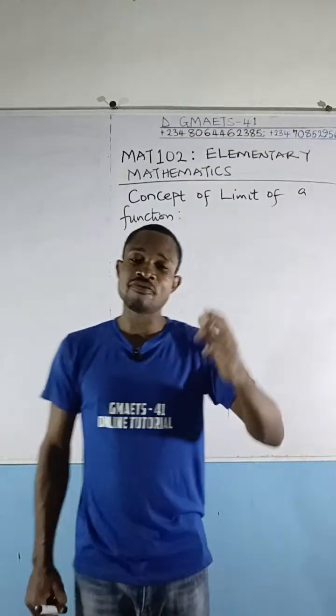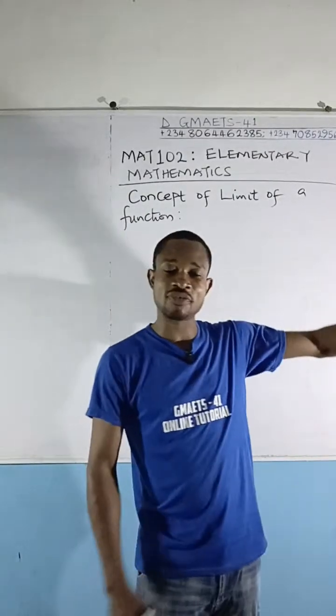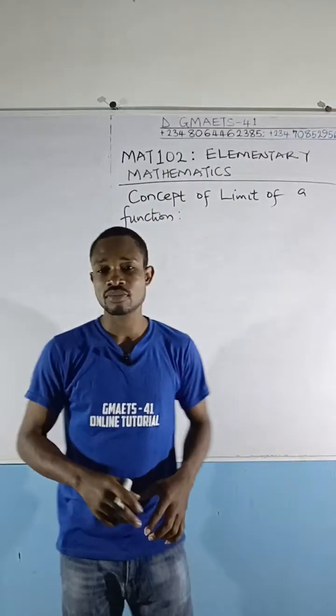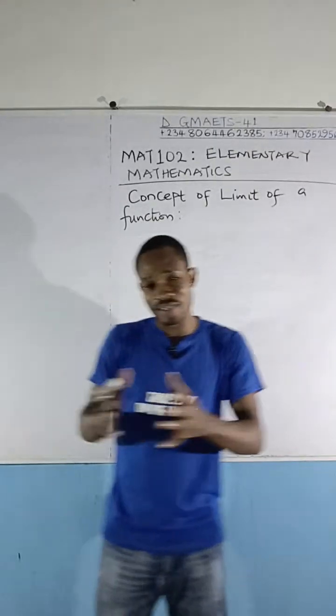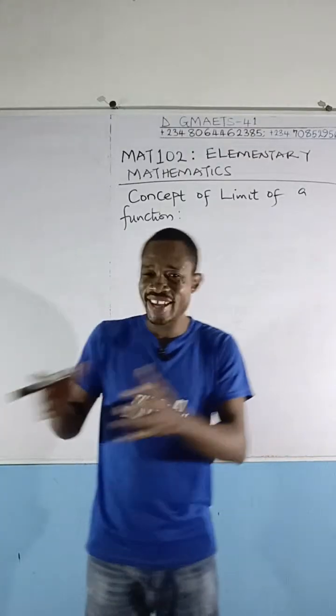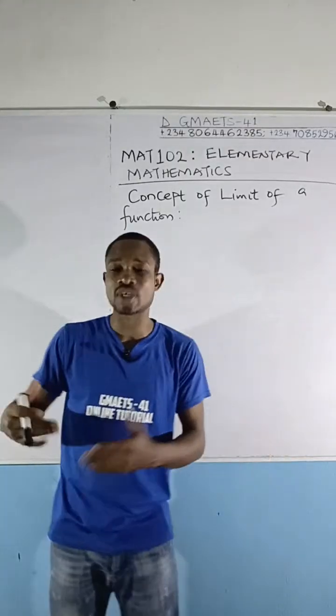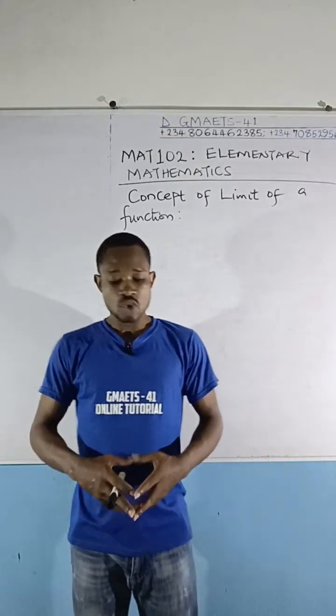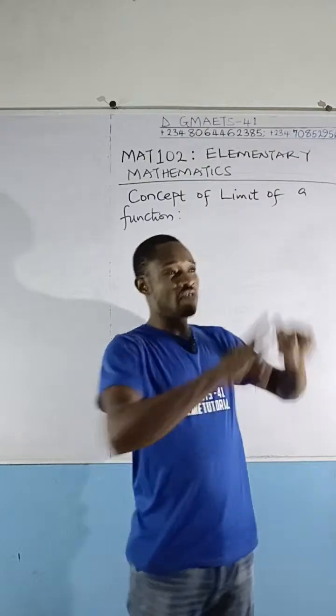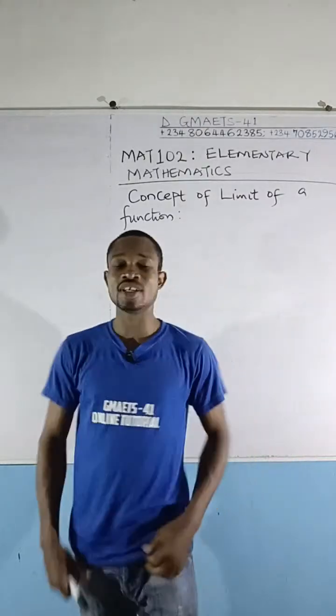If I give you a function, I can tell you evaluate that function at a given point. So that given point is not usually exact. We take it that, okay, the independent variable is approaching that given point. So once that happens, the function itself will be approaching a given value.